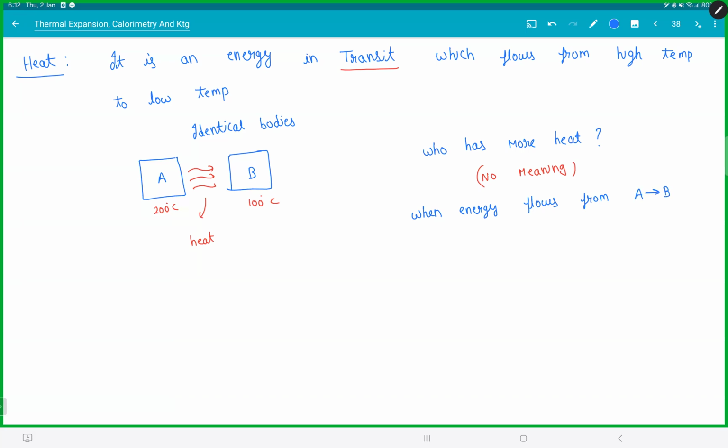So only when it is flowing. What is the difference between a river and a lake? Both have water, but a river is a water body which flows. A lake is something which is stationary. At the end of the day, it's the same thing you're talking about. One is moving, one is not moving. It is called heat. So once it reaches B, we call it internal energy. So you can say like this, A has more internal energy than B. That makes more sense.